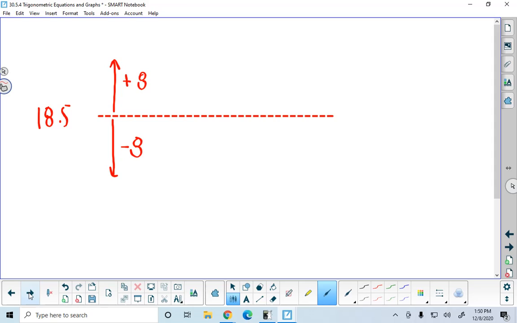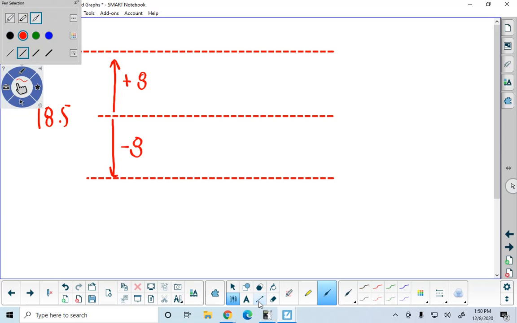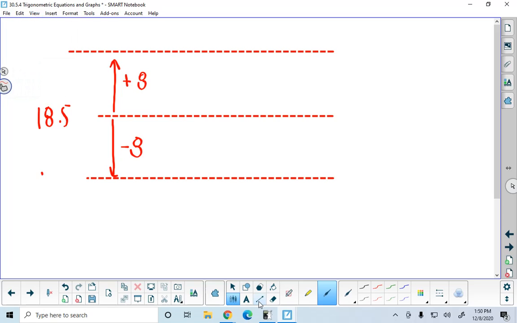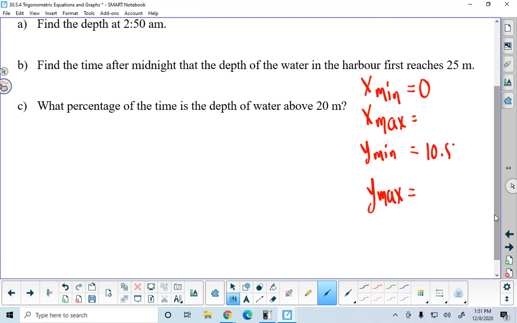But in either case, this is going to be at 8 less than 18.5. This will be at 8 more, which gives us the idea that we want to go up to at least 26.5, which means probably even more, maybe 30. So now we know those numbers. 10.5, 18.5. Has anybody got x max, which, by the way, is the period? 12. Excellent. It is 12.